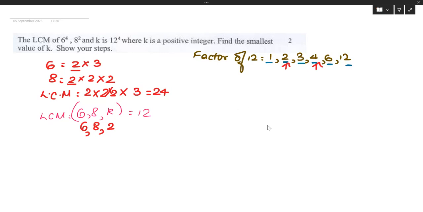By the way, which chapter is this, LCM? First chapter itself. Okay, then we have composite numbers.